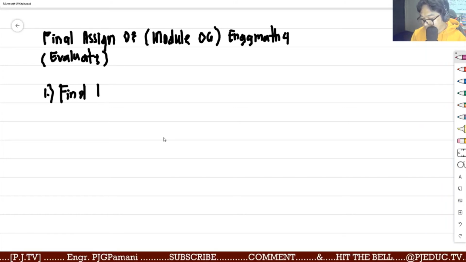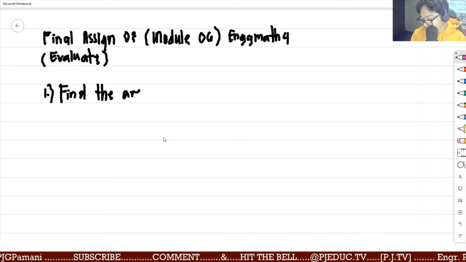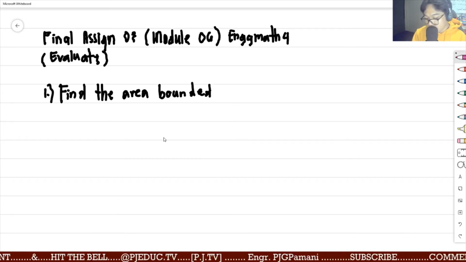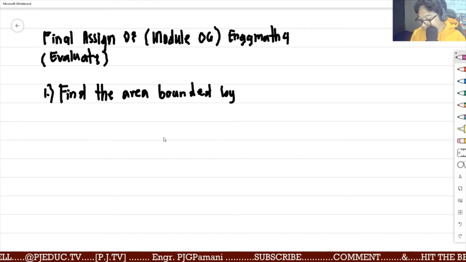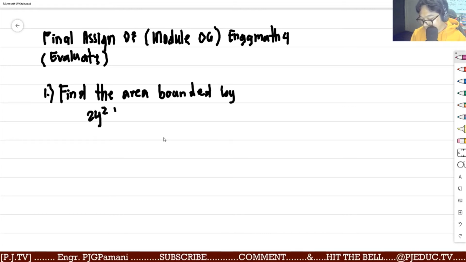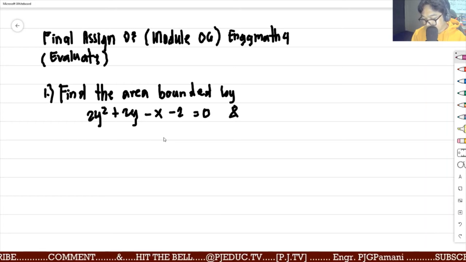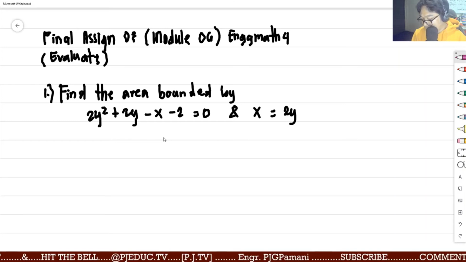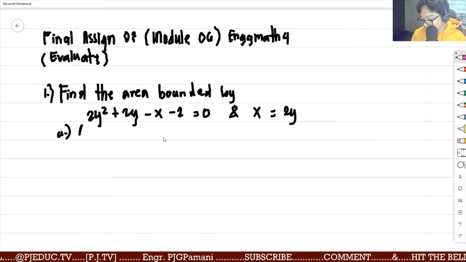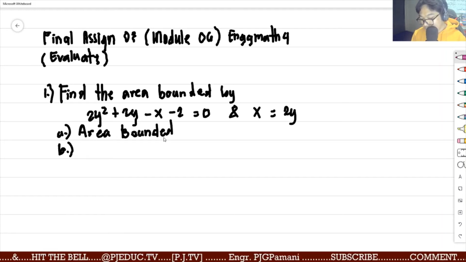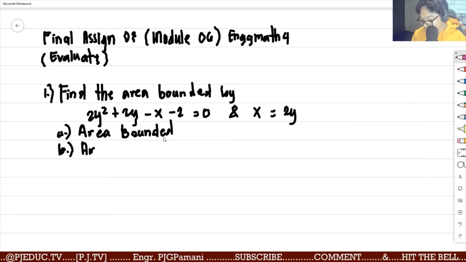Find the area bounded by 2y squared plus 2y minus x minus 2 equal to 0 and x equal to 2y. Requirements: area bounded by these two equations and the arc length or the perimeter.